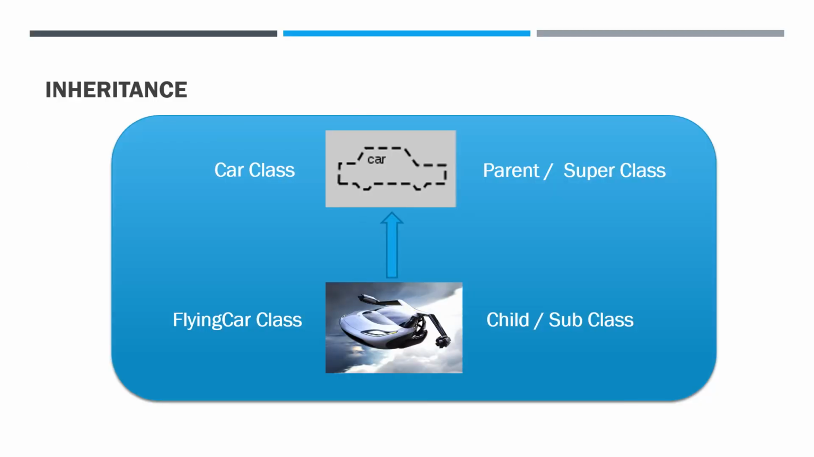And if we want to remember a bit of terminology here, the car class is the parent or the superclass, two different names for the class we inherit from. And then the flying car class is the child or the subclass. And we put an arrow pointing upwards when we use the class diagrams between the child and the parent.